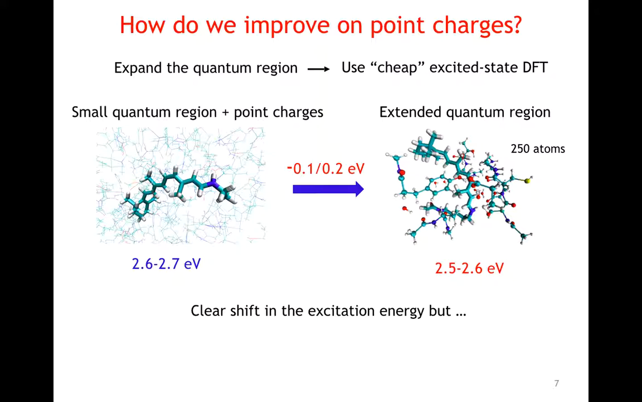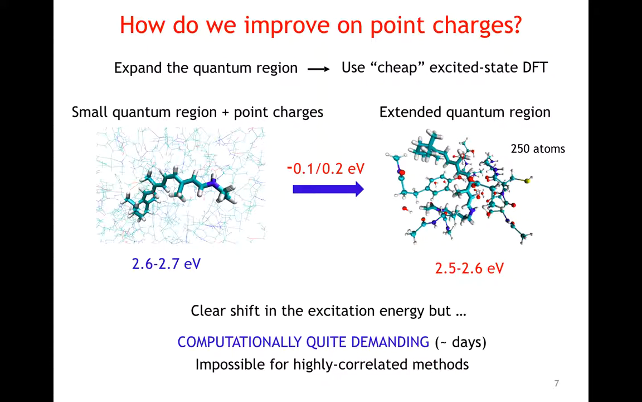Still, we are not, of course, going exactly on top of the experiment for several different reasons, but we see a trend at least that tells us that improving the environment brings down the excitation in this system. But the problem is that these kinds of calculations are too expensive from the computational point of view, and most of all, we have to be limited in the use of time-dependent DFT because we are treating about 250 atoms, and it is not possible to use any other method for computational reasons.